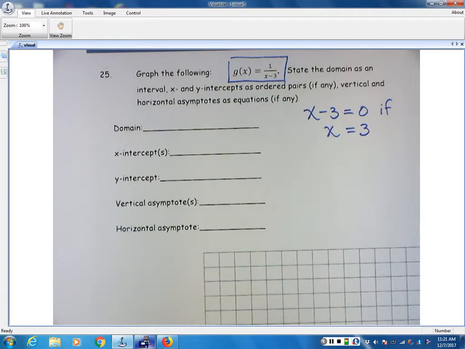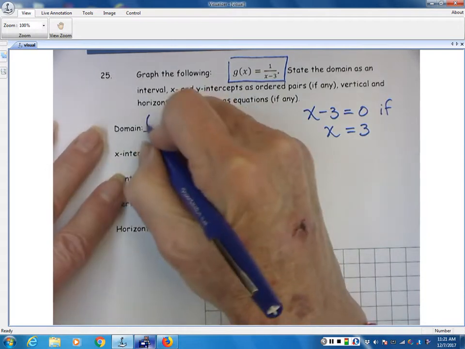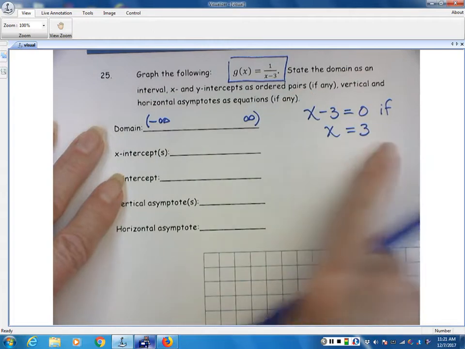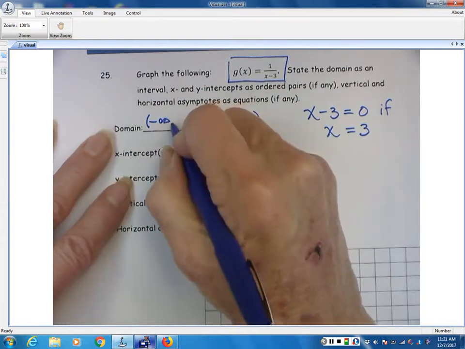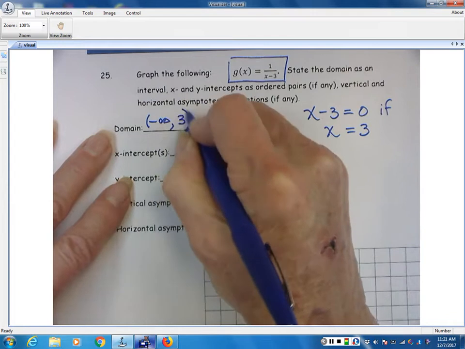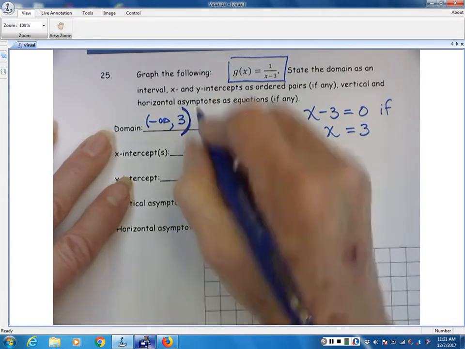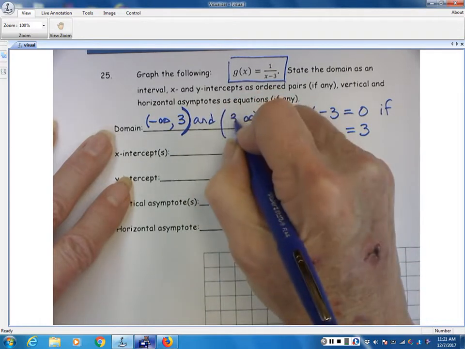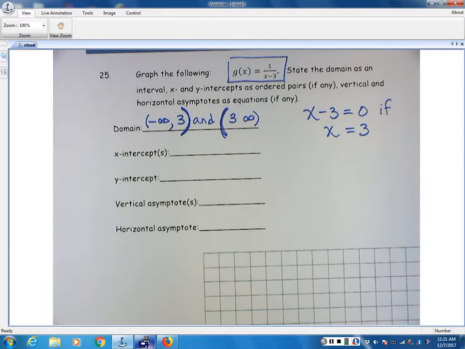would mean that we can't include that in the domain, because that would make us dividing 1 by 0, and that can't happen. So other than that, the domain goes from negative infinity to positive infinity, but it has to jump over 3. So it goes from negative infinity up to, but not including, 3. So we use parentheses and two separate intervals to show that the domain is negative infinity up to but not including 3, and then anything bigger than 3 to infinity.